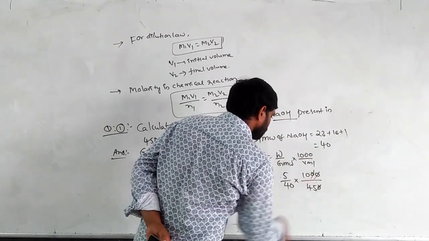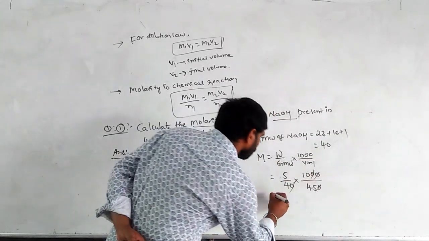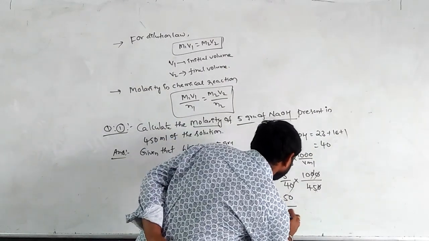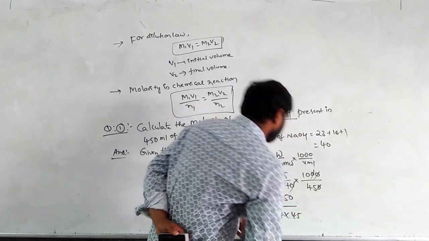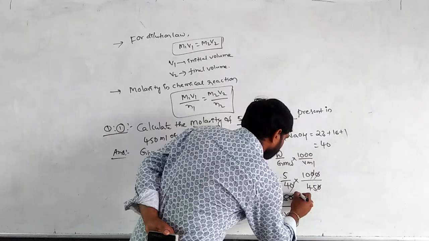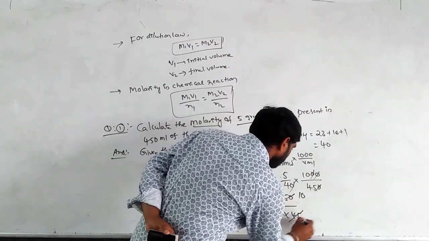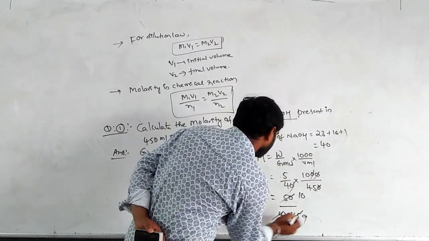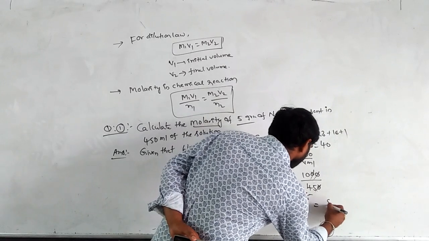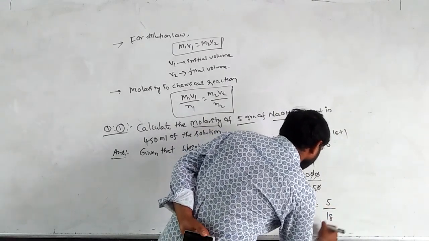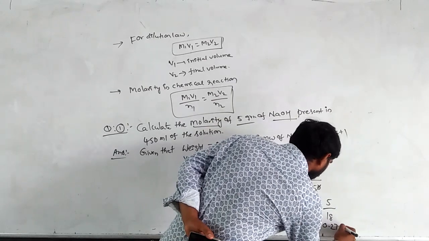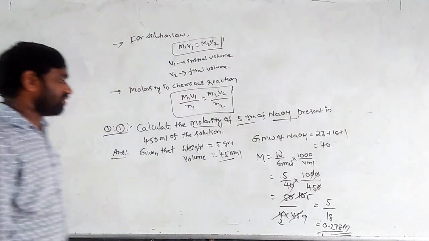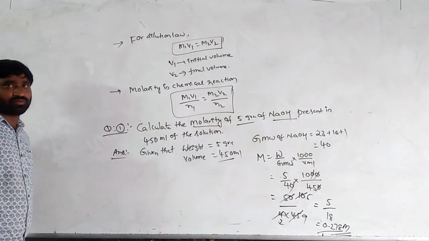That gives 5000 by 40 into 450, which is 50 by 4 into 45. 5 nines are 45, 2 twos are 4, 2 fives are 10, so 50 by 180, which equals 0.278. So this is the molarity of the solution.